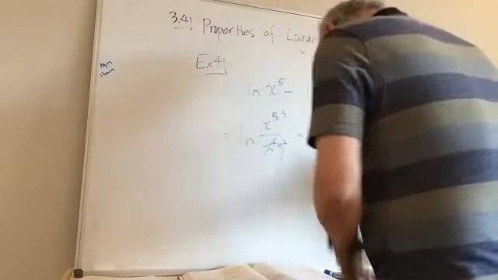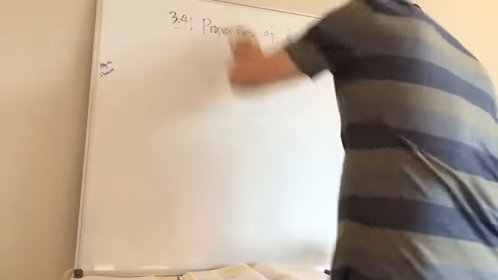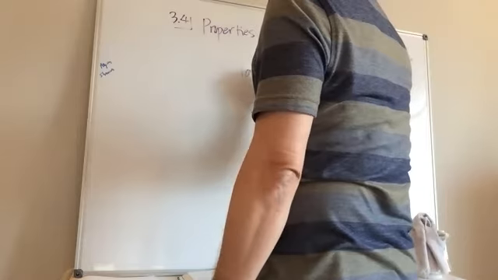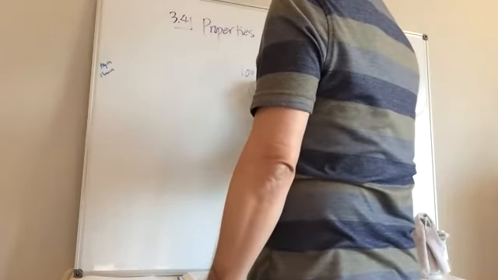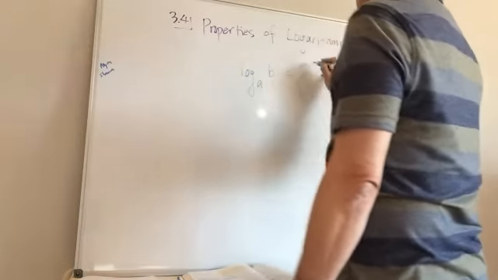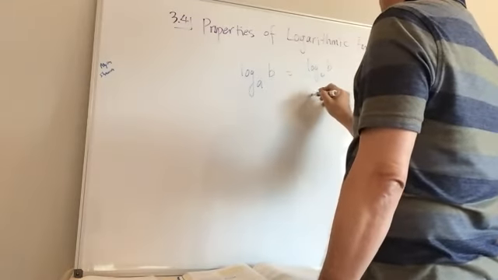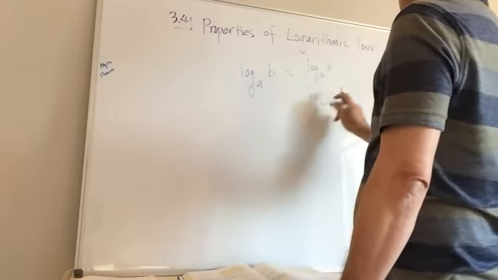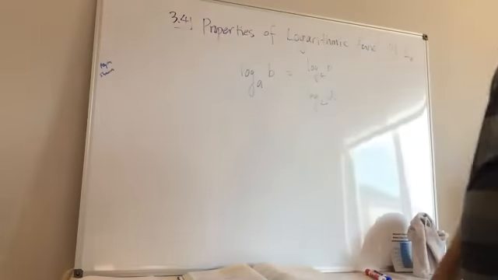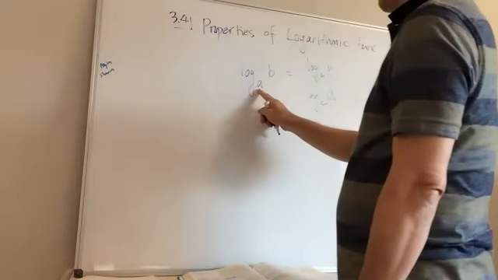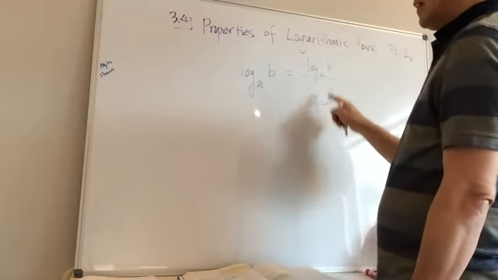And then last but not least, we have the good old change of base rule. The change of base rule says that if I have a logarithm log base a of b, it is the same as natural log of b over natural log of a. Okay, so I can change the base. It's called the change of base rule because I changed the base from a to c.